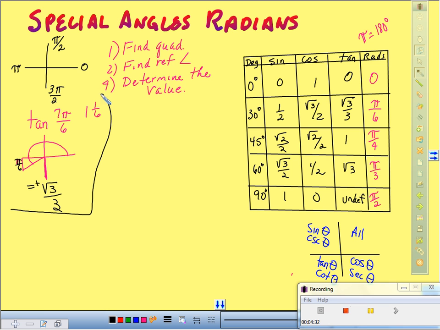Okay, let's try a few more. Suppose I had asked you to find me this time the secant of 3 pi over 4.